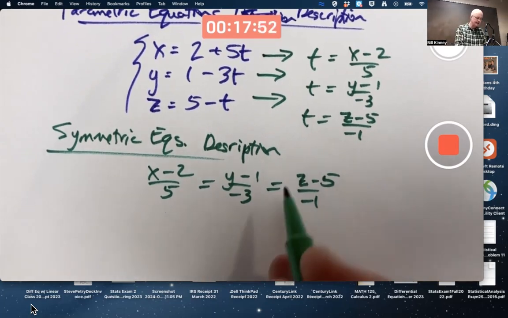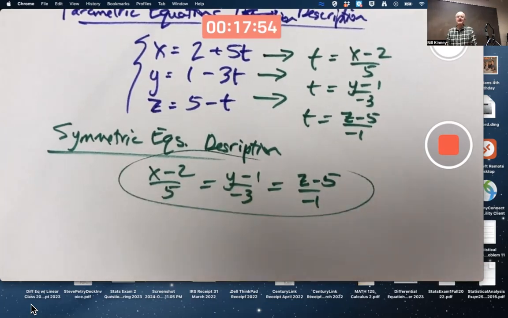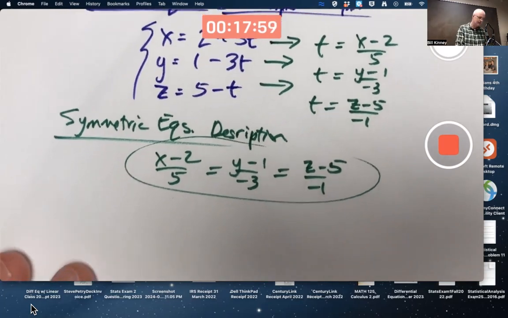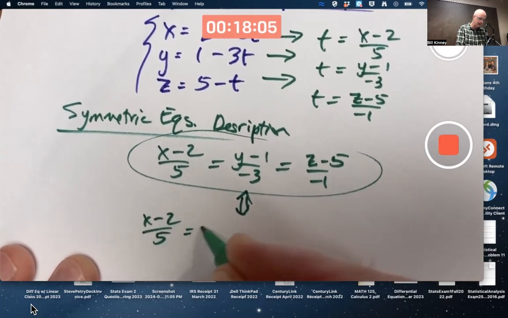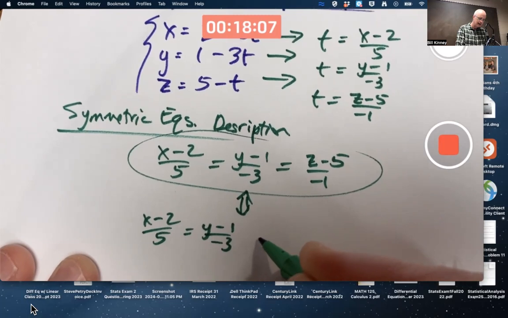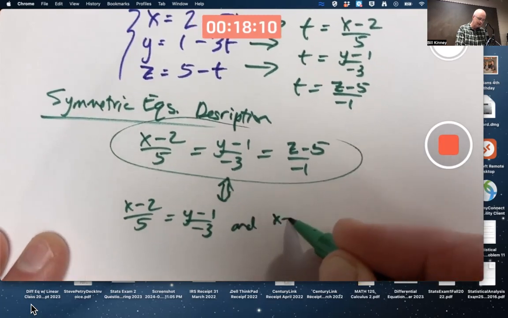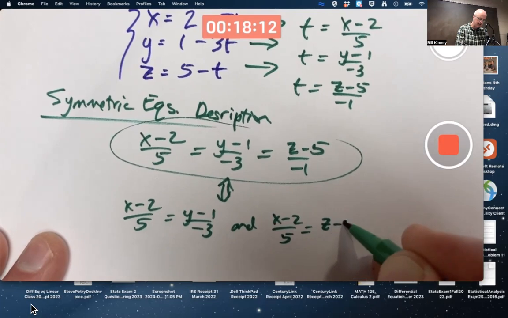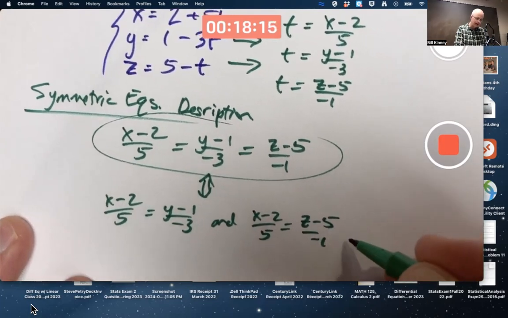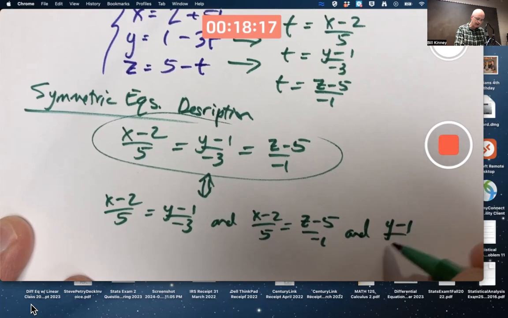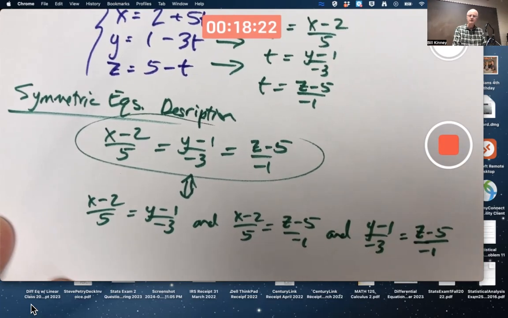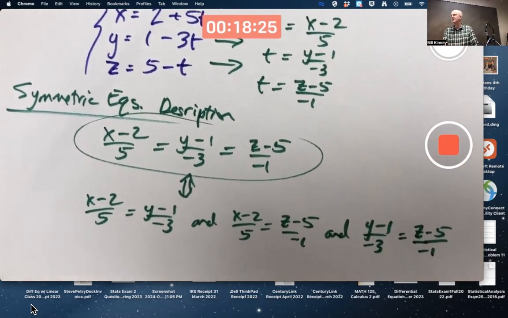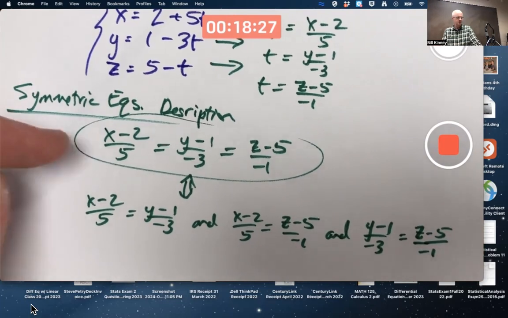You should realize when you look at this, it's really representing 3 equations. It's representing x minus 2 over 5 equals y minus 1 over -3, and x minus 2 over 5 equals z minus 5 over -1, and y minus 1 over -3 equals z minus 5 over -1. All of those are equal to each other, so you can write it as 3 separate equations if you like. Or we just shorthand it like this.